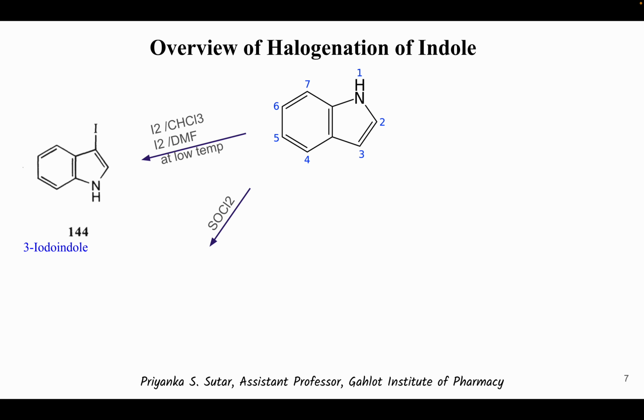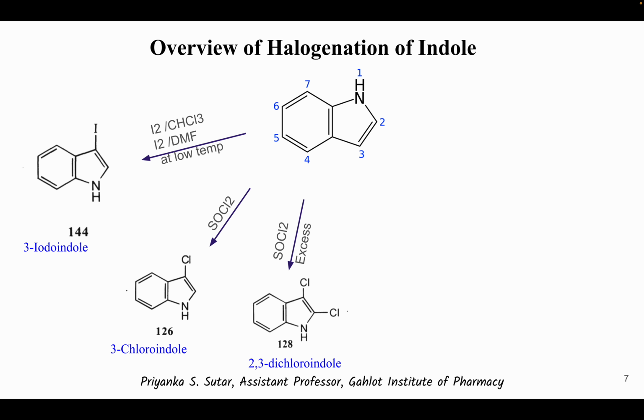Now chlorination. Here the reagent used for chlorination is thionyl chloride, and again because it is electrophilic substitution of indole, it will be substituted at the third position, so the product will be 3-chloroindole. And we have seen previously that in excess of thionyl chloride it will give a different product, right? Now here two positions of the pyrrole are fused with the benzene, so only the second and third carbon of the pyrrole ring will be electrophilically substituted, that is, it forms 2,3-dichloroindole.